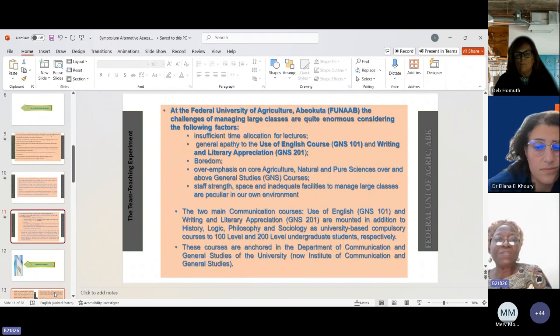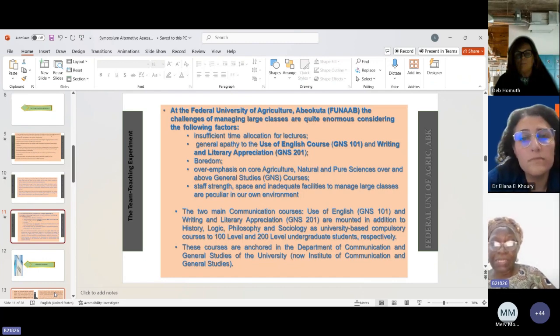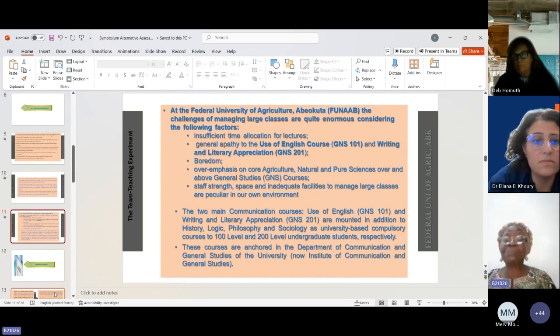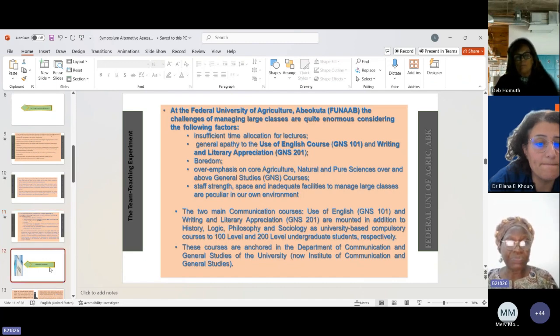At the Federal University of Agriculture, in this communication skills course, there are two of them. The first one at the 100 level is called the use of English, and the second one is called writing and literary appreciation. And we have other courses in that unit, such as philosophy, logic, history, and sociology. And these courses are compulsory for all the students at both the 100 level and the 200 level.